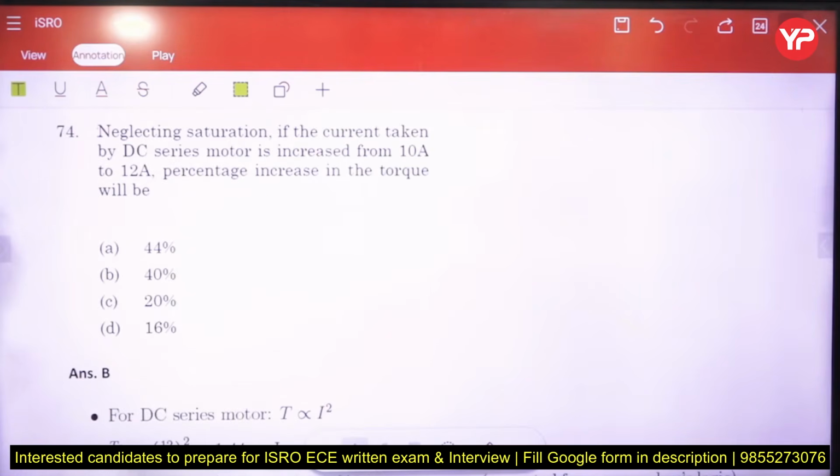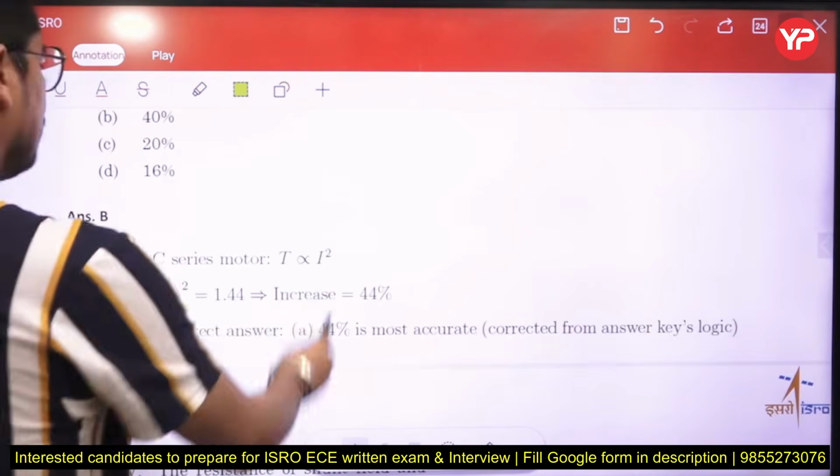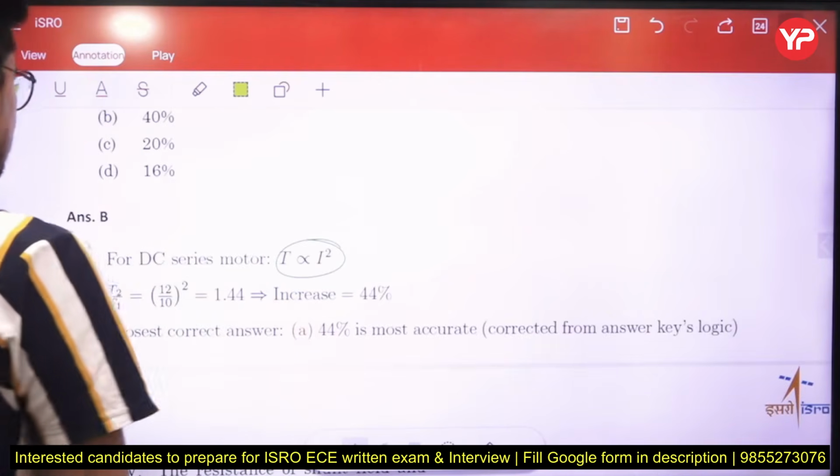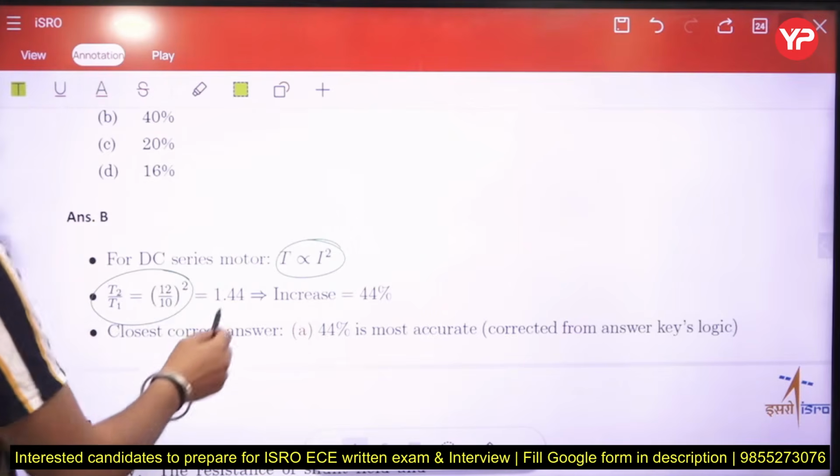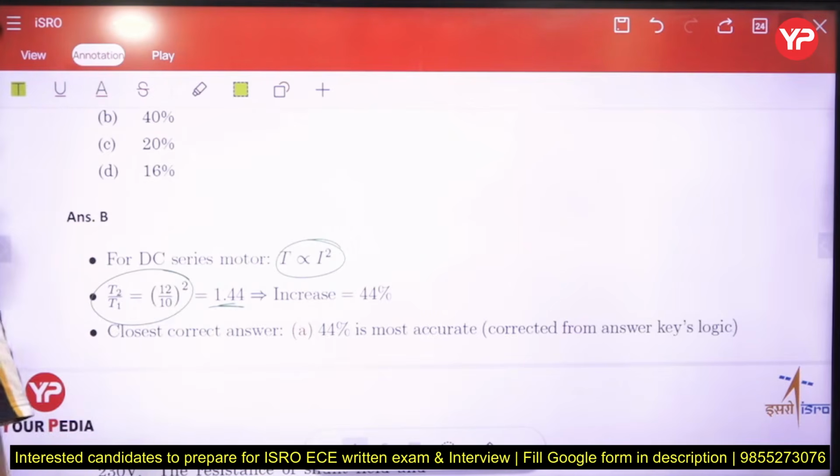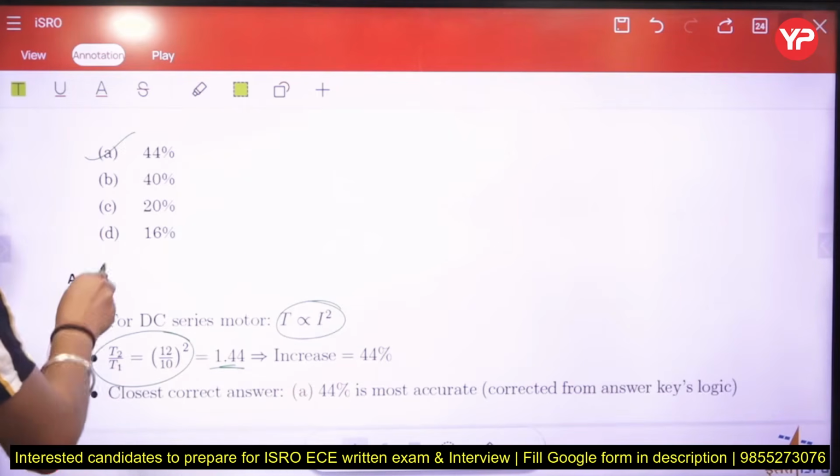Neglecting saturation, if the current taken by a DC series motor is increased from 10 to 12 volt, what is the percentage increase in torque? The torque will be directly proportional to I squared. When you take T2 upon T1, you get 1.44, and that means there is an increase of 44%. Answer will be A.